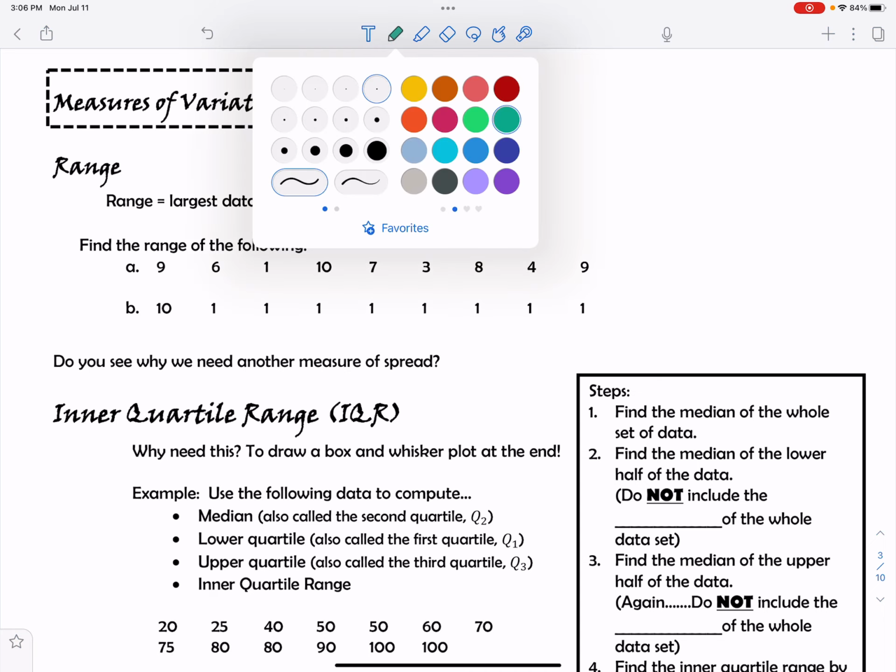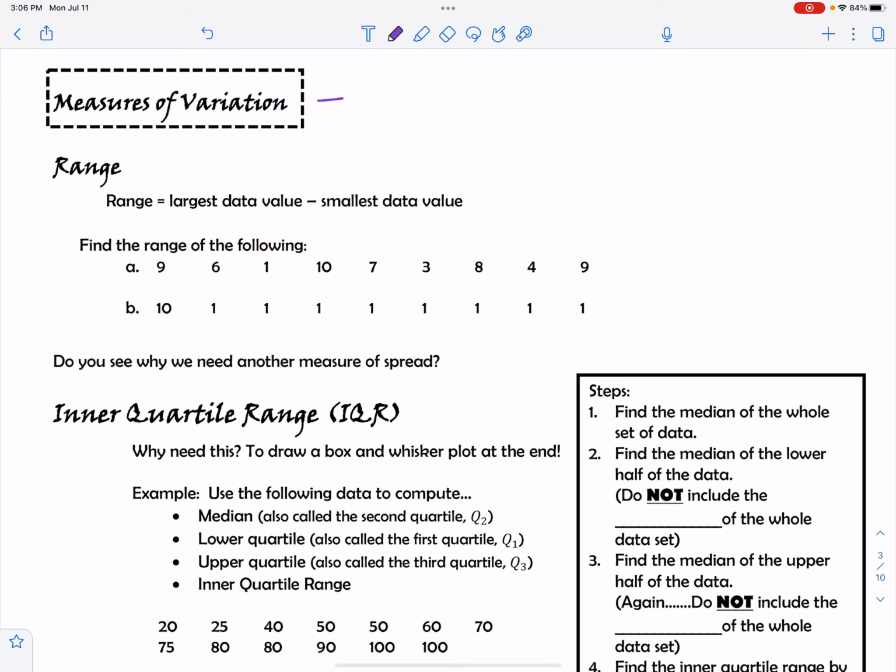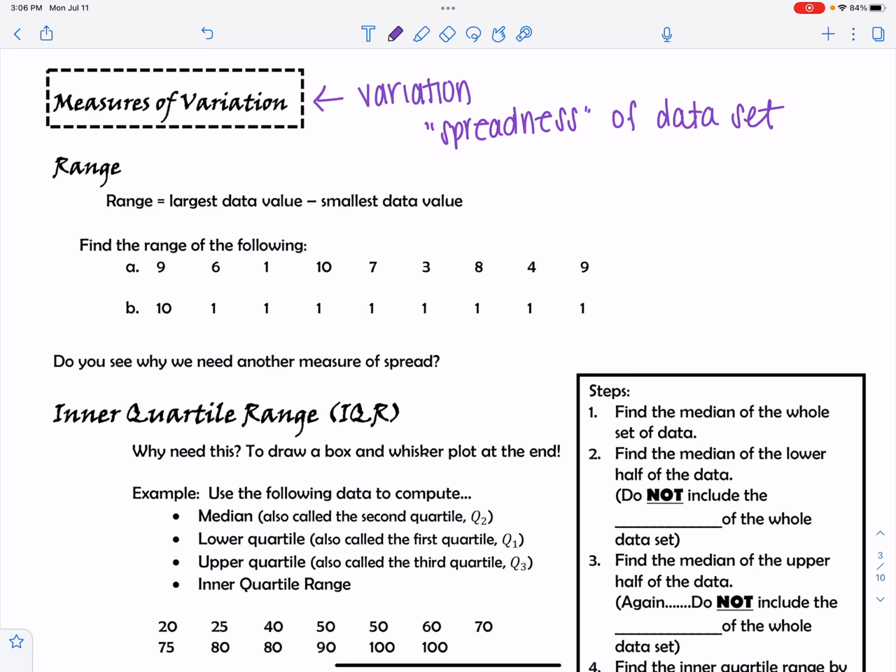So we wrote it down earlier, but it's not going to hurt us to write it down again. Variation is going to be the spread-outness of your data set. This is going to tell readers, is the data really close together or is the data really far apart? The most basic example is going to be the range. The range gives a picture of the spreadness because it's the largest data value minus the smallest data value.